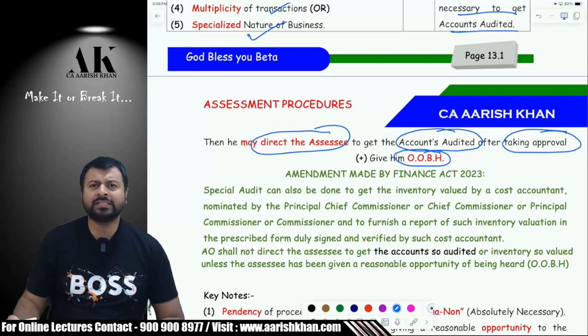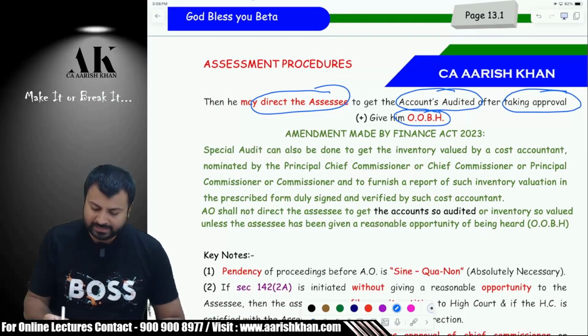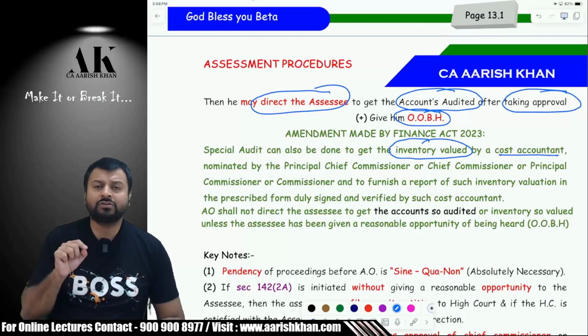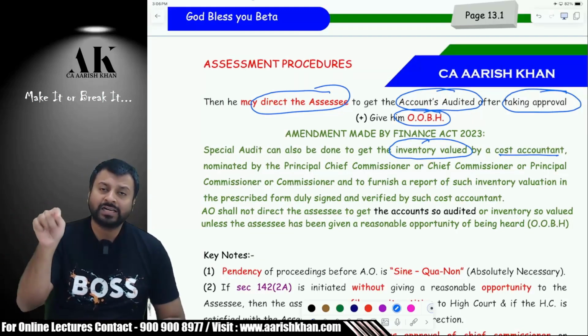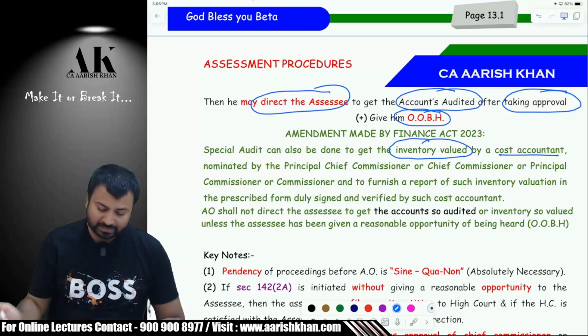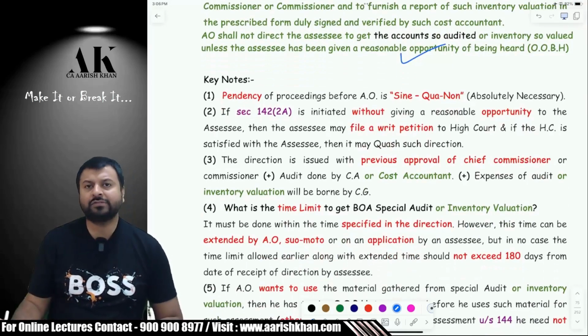Okay, now there is a very important amendment made by Finance Act 2023. Now this section can also be used to give a direction to the assessee to get the inventory value through a cost accountant. Earlier, we used to give a direction to do books of accounts audit. Now we can also give a direction for conduct of what? Inventory valuation through a cost audit. Okay, cost auditor through a cost accountant. Okay, I hope it is clear to all of you, and he will also give you an opportunity of being heard.